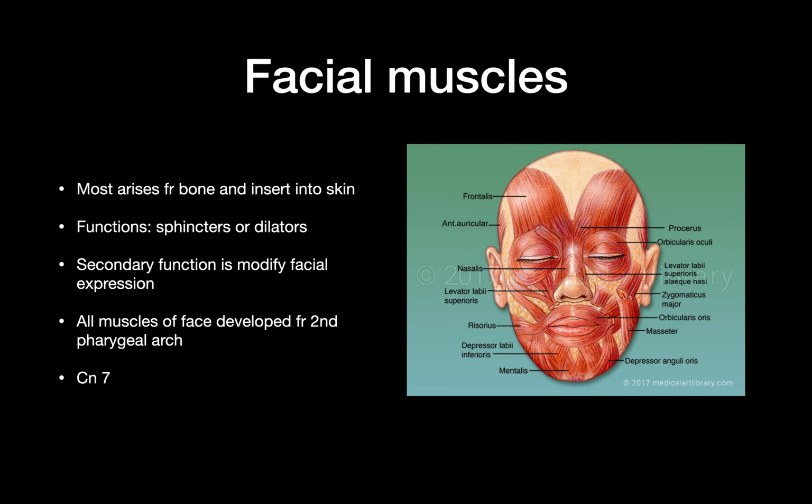So here are the facial muscles. They arise from the bone and insert directly into the skin. Their functions are either sphincters or dilators. That's their main function. Their secondary function is to modify facial expression. All the muscles of the face develop from the second pharyngeal arch, and they're all innervated by the facial nerve, cranial nerve number 7.